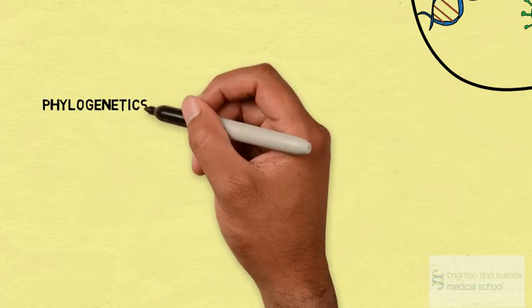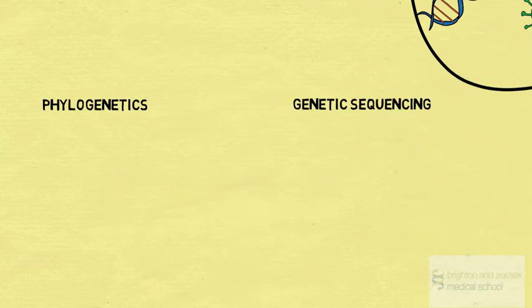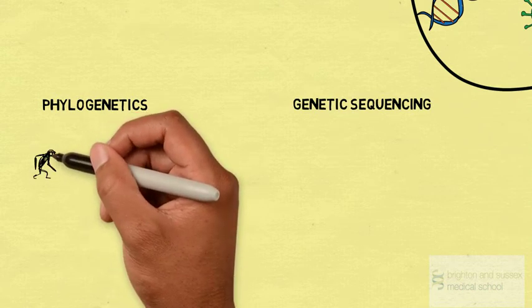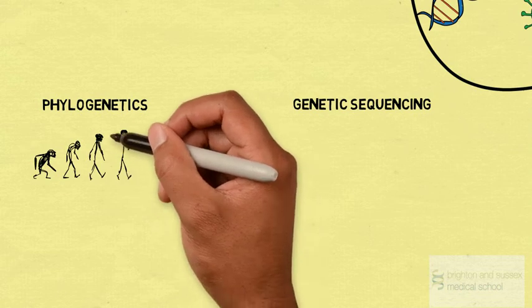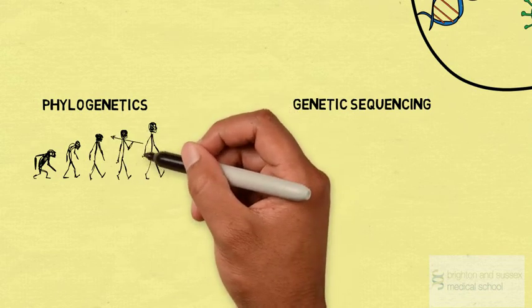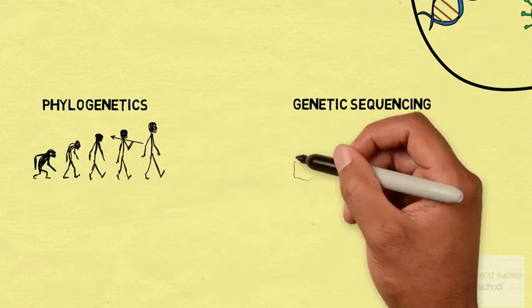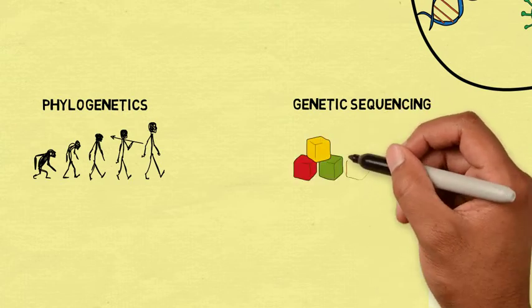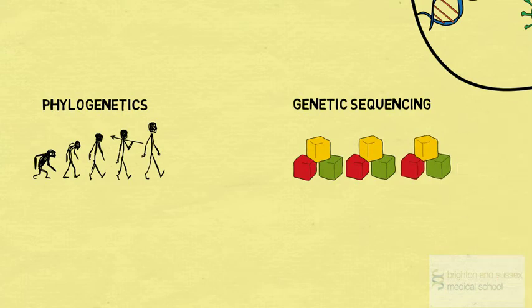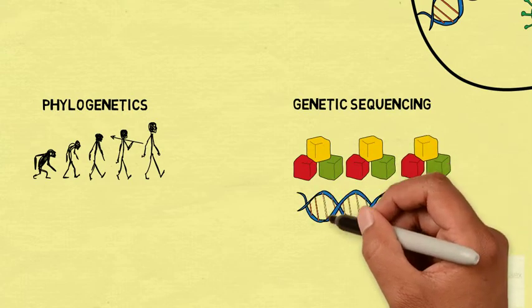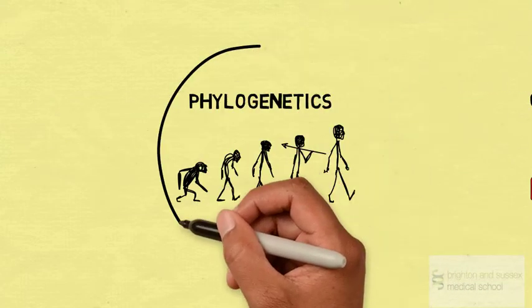from. Two terms are important here: phylogenetics and genetic sequencing. Phylogenetics is a biological technique which determines evolutionary relationships between different organisms based on shared common features. Genetic sequencing is the process of finding out that unique order or sequence of nucleotides that make up a length of DNA or RNA. So let's look at phylogenetics.